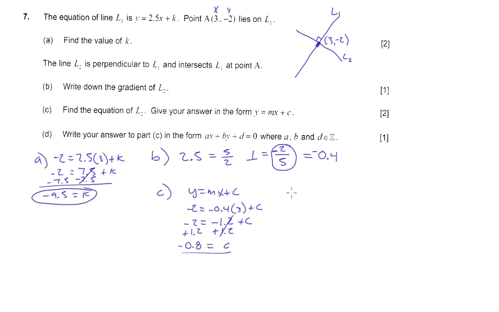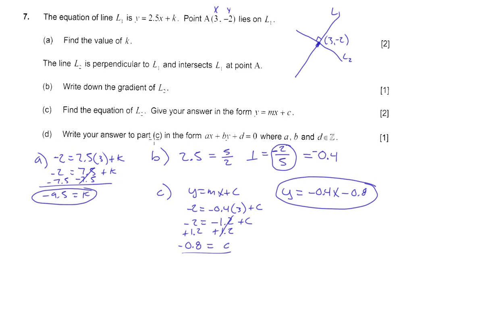So we'd end up getting that y equals m, which is negative 0.4x, plus our c, which is negative 0.8. So instead of writing plus, let's put minus 0.8. That's our perpendicular formula there. Okay, that's part C. And then there's a part D also.